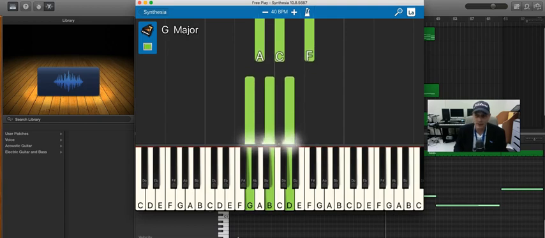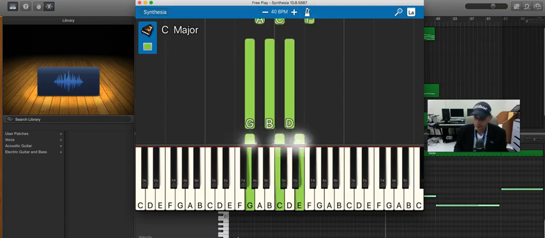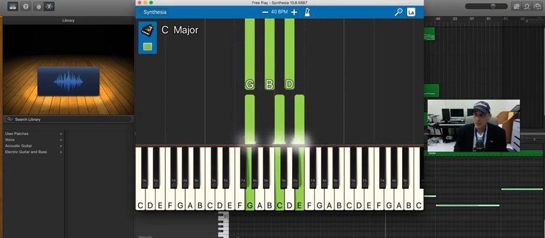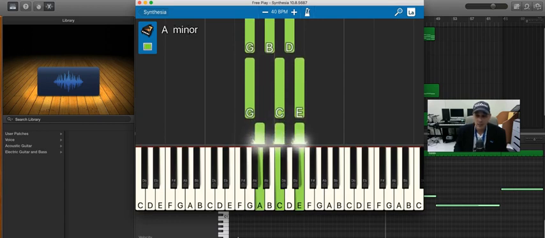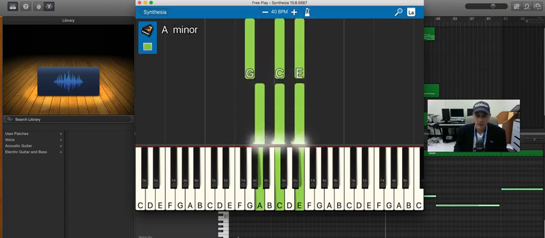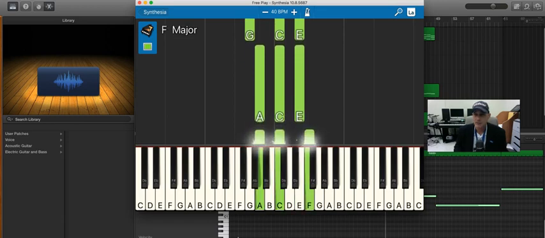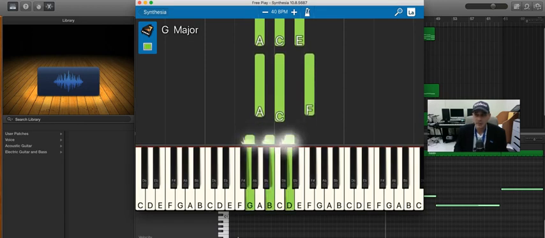Again, that repeats. GCE to ACE to ACF, GBD.